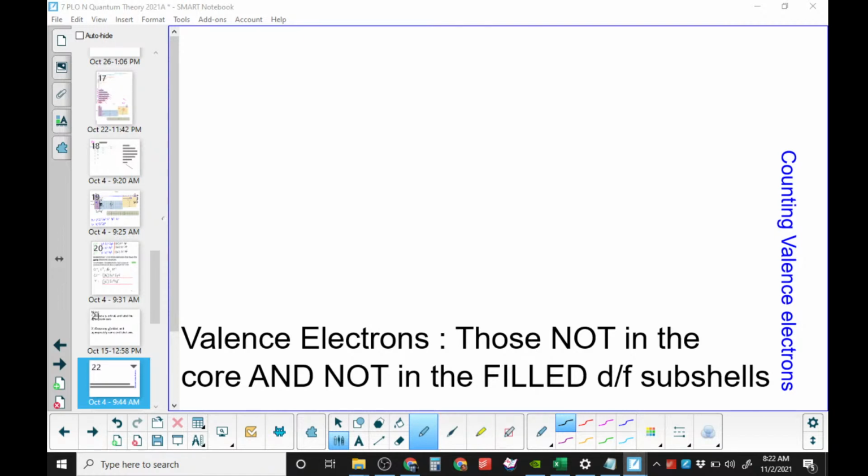And I would like you, in pencil, to give me the electronic structure of gallium. Gallium plus 1. And then gallium plus 3.